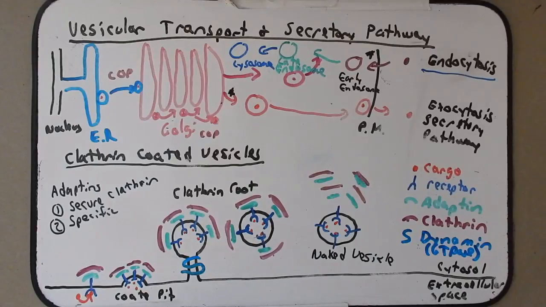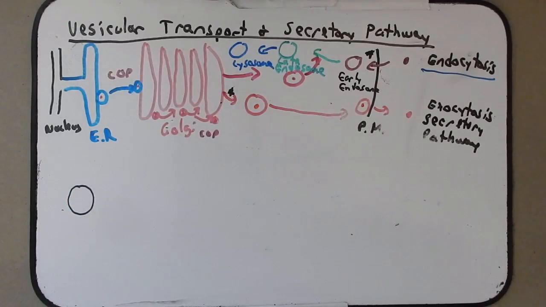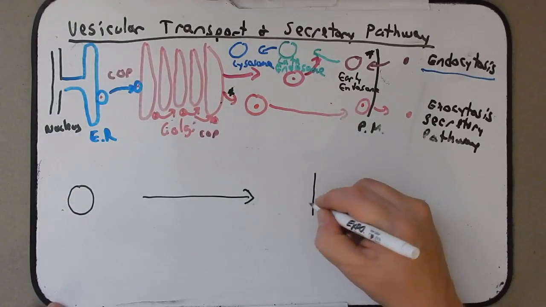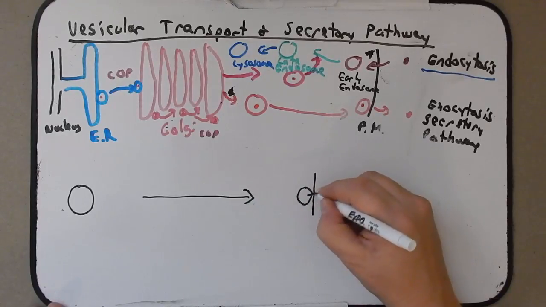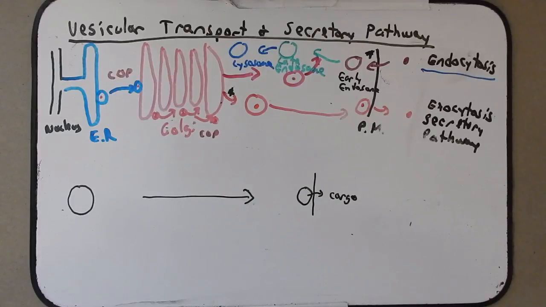So the adaptins are very specific to where they bind. Now, next I want to talk about what we're going to do with this naked vesicle. Where is it going to go and how is it going to get there? So the goal is to get this vesicle to its target membrane, where it will fuse with the target membrane and release its cargo. But how does it do that?